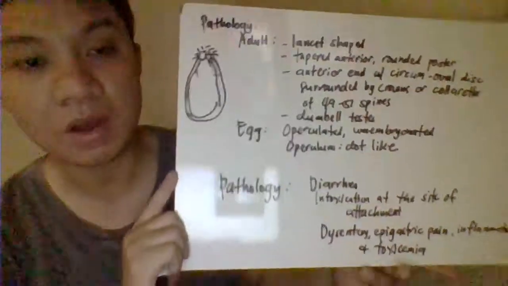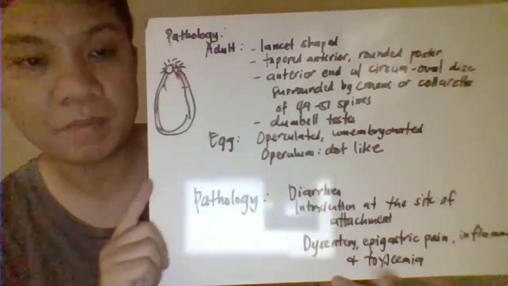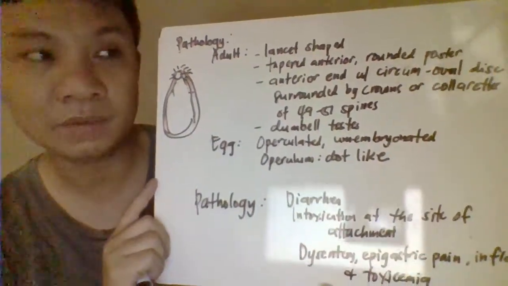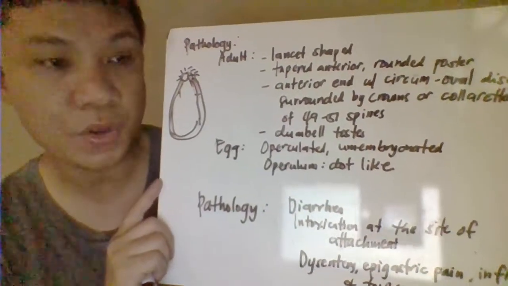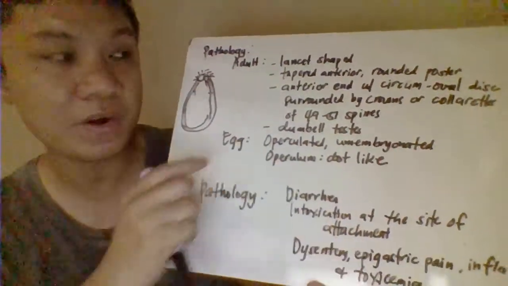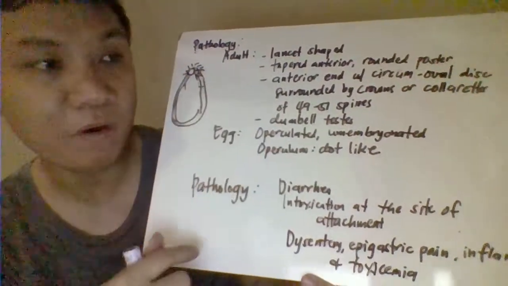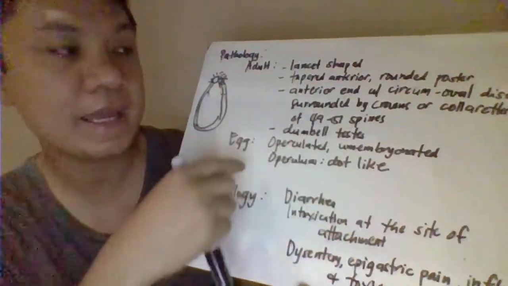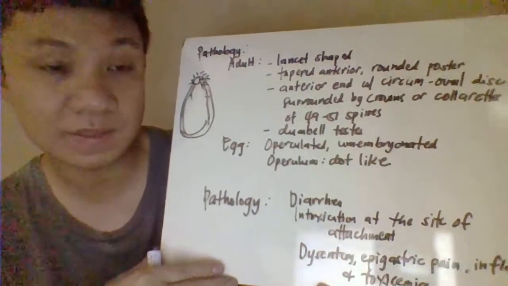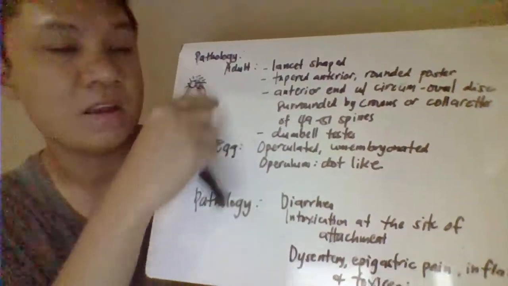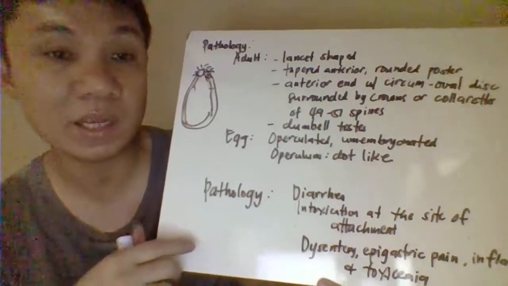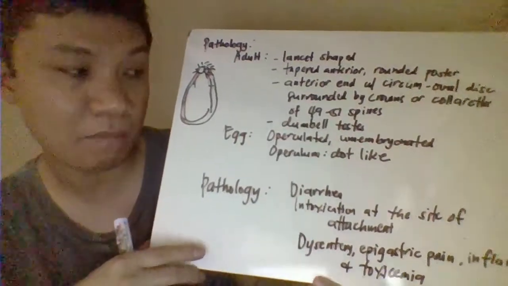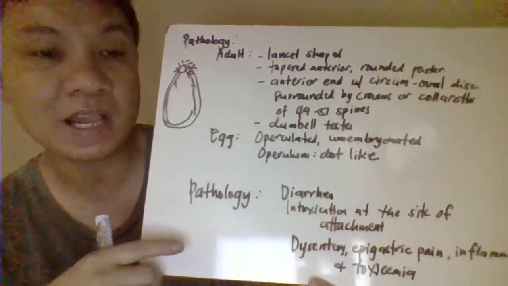Okay, for the morphology, the adult worm is characterized by its lancet shape. It's tapered anteriorly, rounded posteriorly, and characterized by the presence of a circumoral disc surrounded by crowns or collarets, containing approximately 49 to 51 spines, making this your echinostoma. It's also identified by having dumbbell-shaped testes in tandem, and a very simple intestinal ceca.